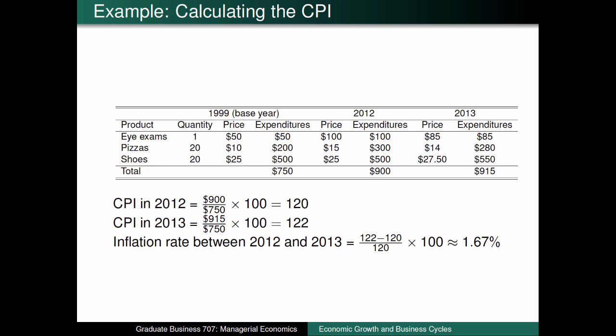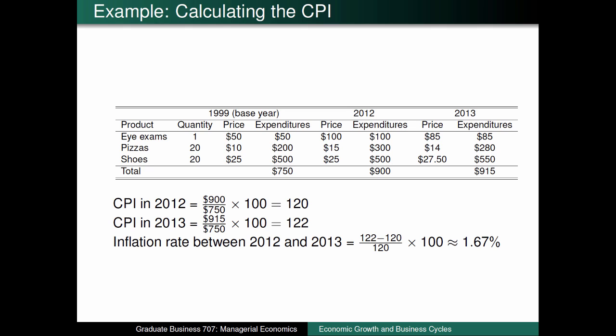Let's suppose that we simplify the basket of goods to consist of three products: eye exams, pizzas, and shoes. Let's use 1999 as the base year in this example. Then the total expenditures in a particular year is the sum of our spending on the three products. Since we're using 1999 as the base year, the expenditures in the base year is $750. Similarly, we can calculate the expenditures in 2012 and 2013 to be $900 and $915 respectively.